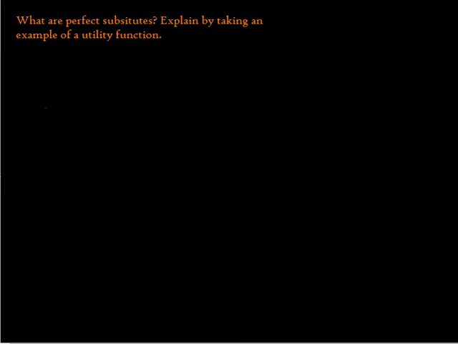Okay, what are perfect substitutes? So explain by taking an example of a utility function. So perfect substitutes. What are those kind of goods? For example, goods like Coke and Pepsi. These two might be perfect substitutes for some persons. Like, you go to a market and in case the Coke is not available, you'll say, okay, give me Pepsi. Or if Pepsi is not available, you'll say, okay, give me Coke. So these are perfectly substitutable goods in your psyche. So these are perfect substitutes.